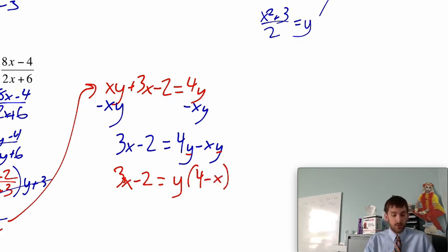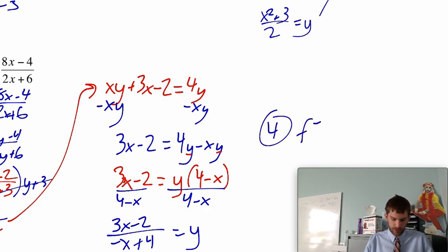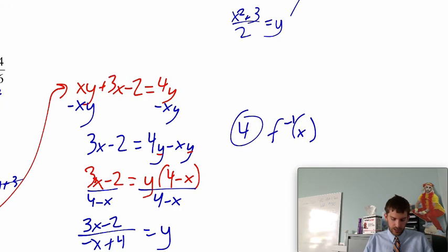So we have y almost all by itself. Now we just got to get rid of that 4 minus x. So it's y times 4 minus x. So we're going to divide both sides by 4 minus x. And I'm just going to rewrite that left side a little bit. We got 3x minus 2 over 4 minus x. Just to put it in standard form, we're going to say negative x plus 4. And on the right-hand side, we're left with just y. So step 4, rewriting that in proper inverse notation, f inverse of x equals 3x minus 2 over negative x plus 4.